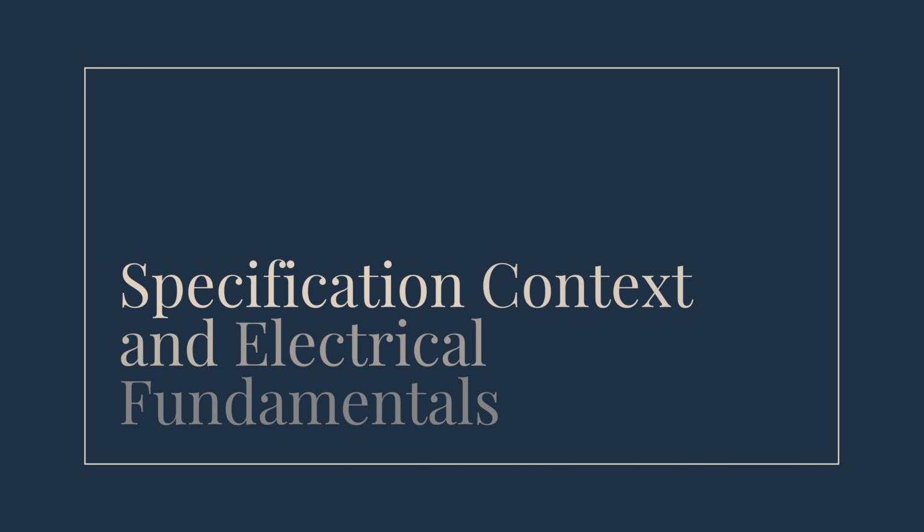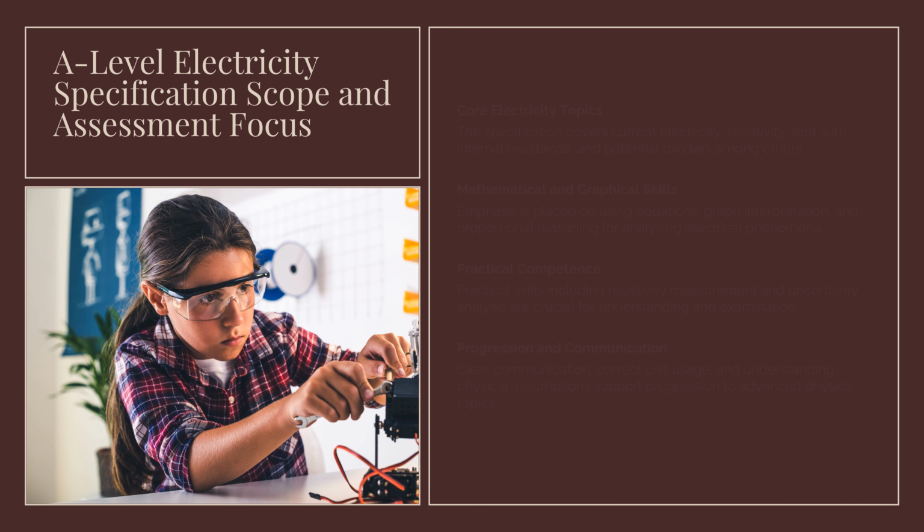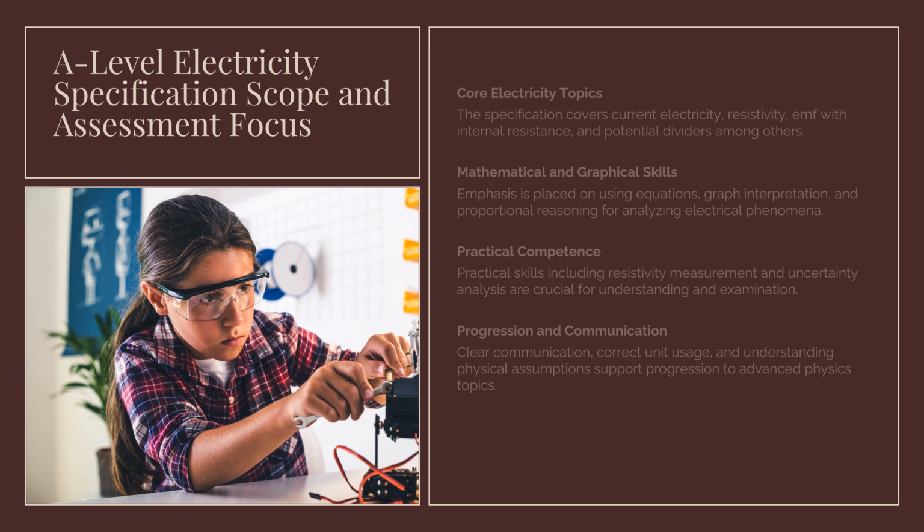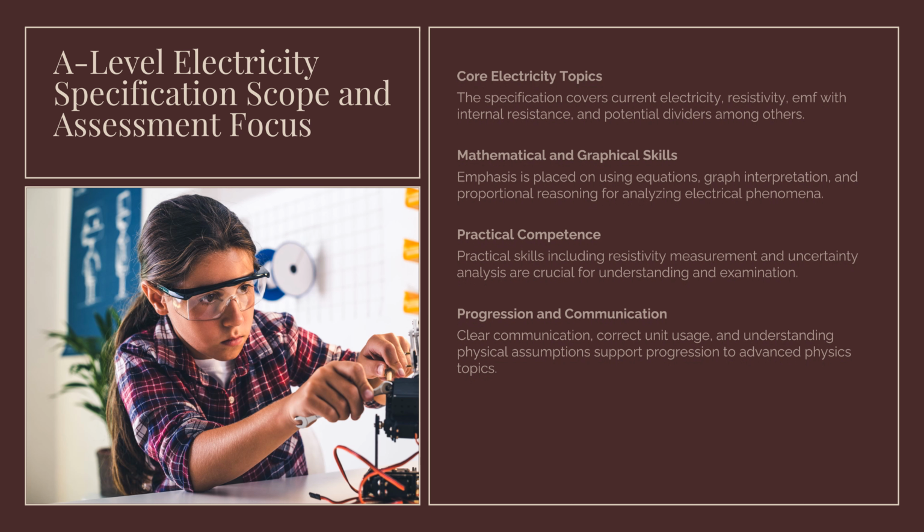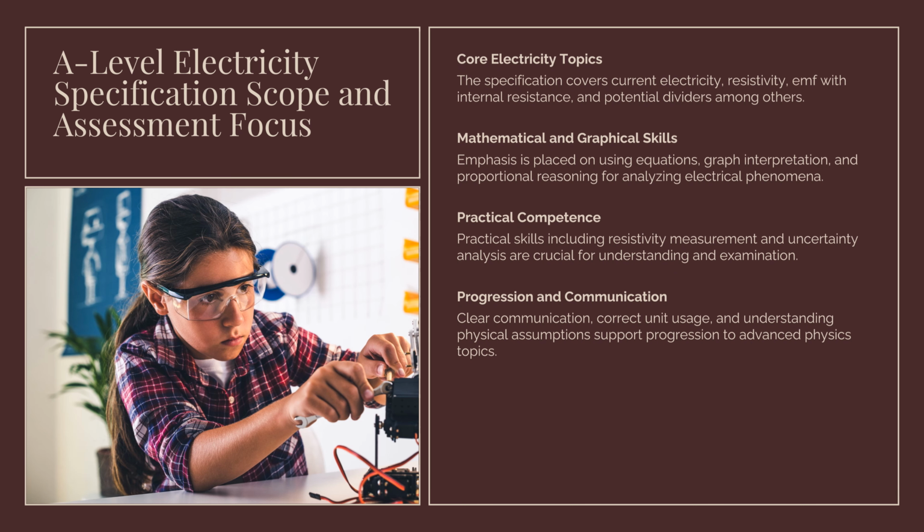A-level electricity specification scope and assessment focus: electric charge, current and charge carriers, potential difference, and electrical energy transfer. The specification explicitly covers current electricity, current-voltage characteristics, resistivity, direct current (DC) circuits, electrical power and energy, electromotive force (EMF) with internal resistance, and potential dividers. These areas are assessed across AS and A-level papers, with strong emphasis on mathematical application, graph interpretation, and experimental technique.